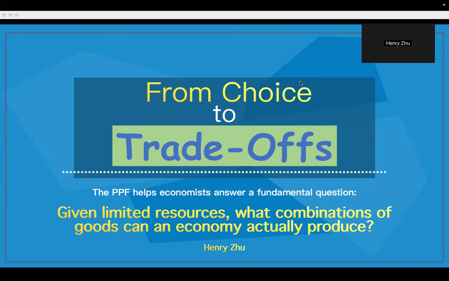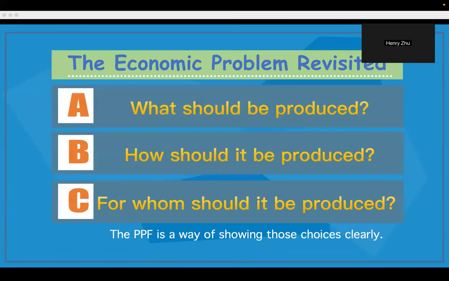We move from simply understanding scarcity and choice to actually visualizing and analyzing those choices using one of the most important models in economics, the production possibility frontier, or PPF. This model allows us to answer a key question. Given limited resources, what combinations of goods and services can an economy actually produce?